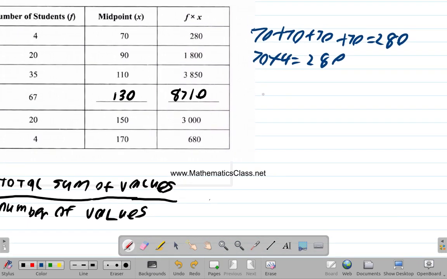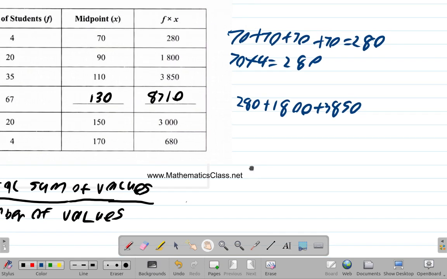You'd have to say 280 plus 1800. This 1800 here plus what? 3850. Alright? If you had done it the wrong way before, you could pause the video and redo it like this. Continue the work like this and see what you get. Alright, you did that? So, let's continue.